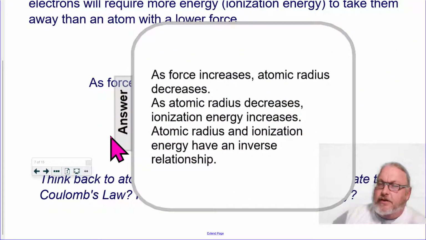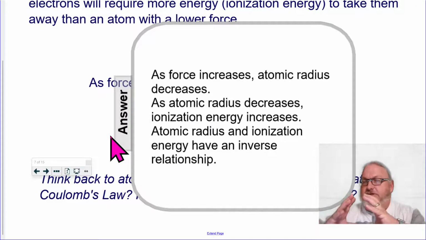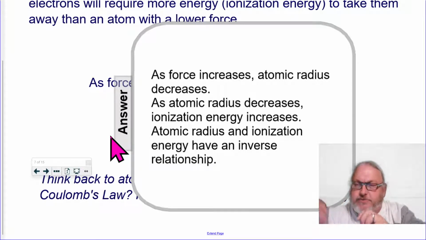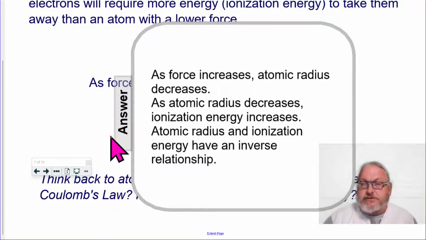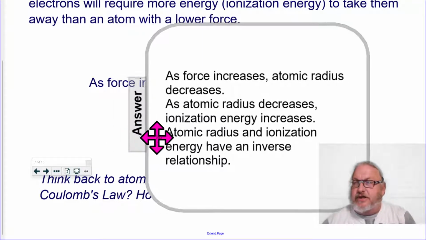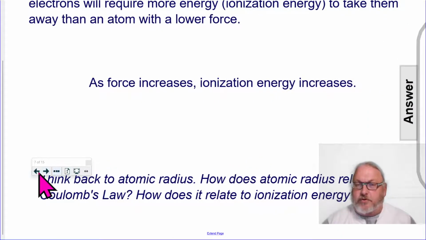Since you thought about it, if you recall, as the Coulombic force increased, the atomic radius decreased. So as we went from left to right on a period, the atomic radius would decrease. Now, here's the difference. As the atomic radius decreases, ionization energy would increase because it takes more energy to pull one of those electrons away. So atomic radius and ionization energy have an inverse relationship. As the force increases, ionization energy increases. It gets harder to pull one of those electrons.